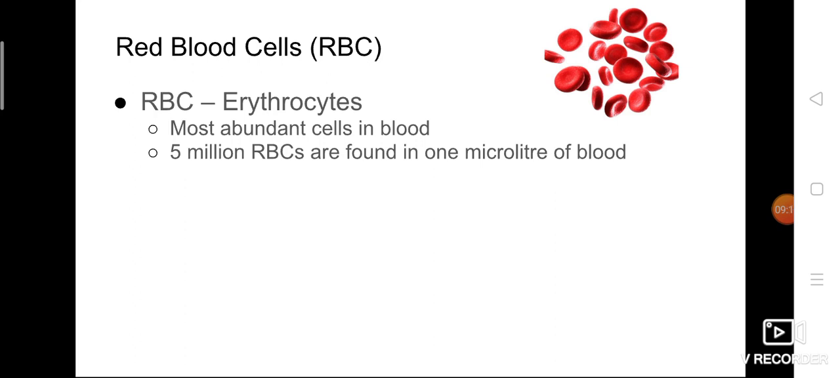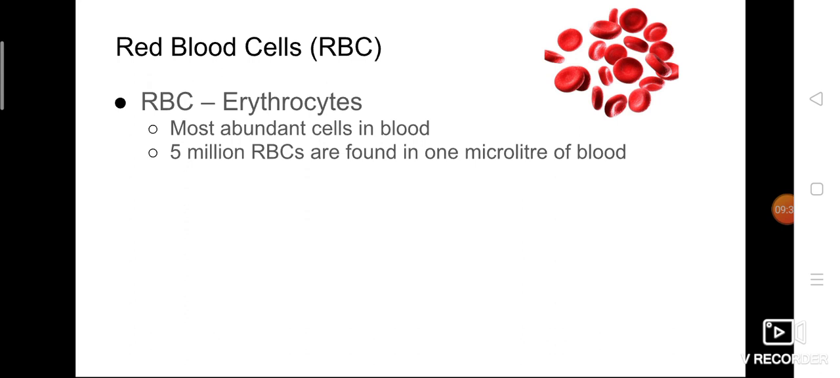5 million RBCs are found in 1 microliter of blood. If you check 1 microliter, 1 liter is, we know, 1000 ml. 1 micro means 10 to the power minus 6. 10 to the power minus 6 liter. Okay, a very, very small amount of blood. In 1 microliter of blood, how many RBCs are there? Nearly 5 million RBCs are there. That is a huge number, isn't it? 5 million is a huge number.